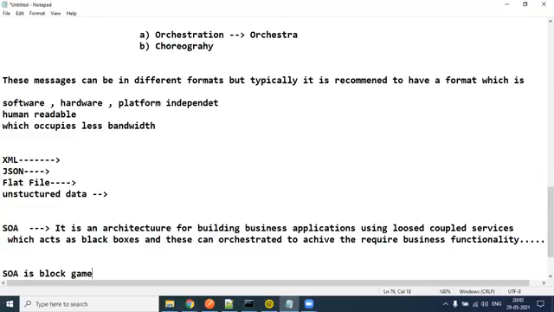These services basically communicate with each other, and these are black boxes. There is another meaning of black box, which is that one service might be developed in PHP, another service might be developed in .NET, and another in Java, but still they can talk to each other easily. That's how service oriented architecture works. It basically helps in abstracting the technology.